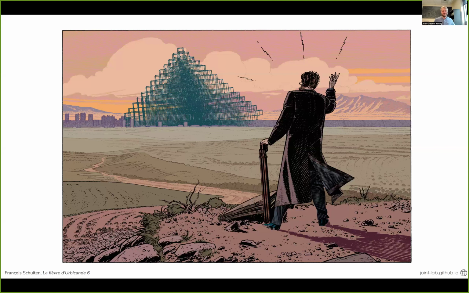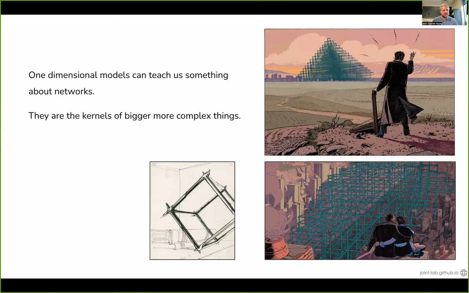Okay, so that was my yelling at big models and focusing on simple model talk. One-dimensional models can still teach us something about networks. We can find these little clusters and we can find them fast. That's been a lot of fun. And these models are the kernels of more complex things, right? Like with these 1D clusterings, maybe now we can use them on more complex data.